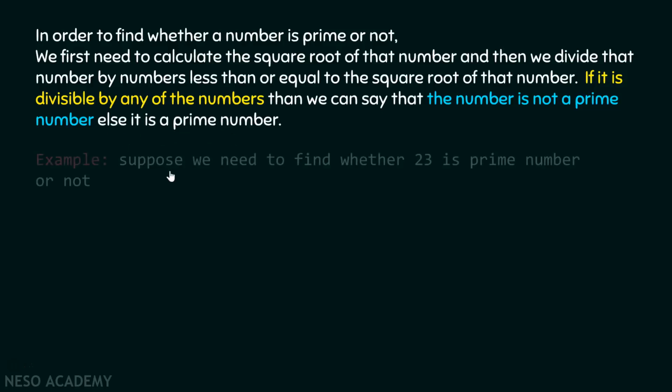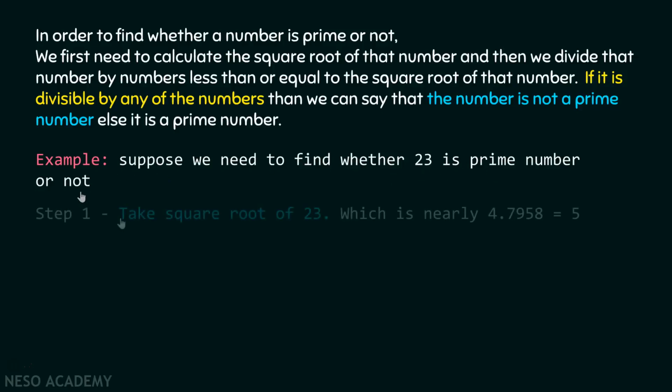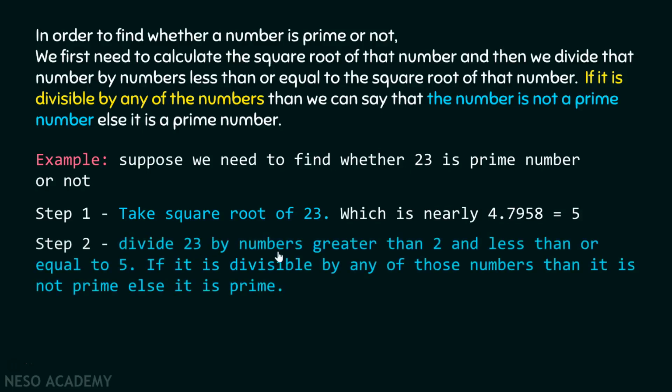Like for example, suppose we need to find whether 23 is a prime number or not. Step 1 would be to take the square root of 23. The square root of 23 is nearly 4.7958. We can take an upper limit of it, which can be 5. Now step number 2 is to divide 23 by numbers greater than 1 and less than or equal to 5. If it is divisible by any of those numbers, then it is not a prime number, else it is a prime number. As simple as that.